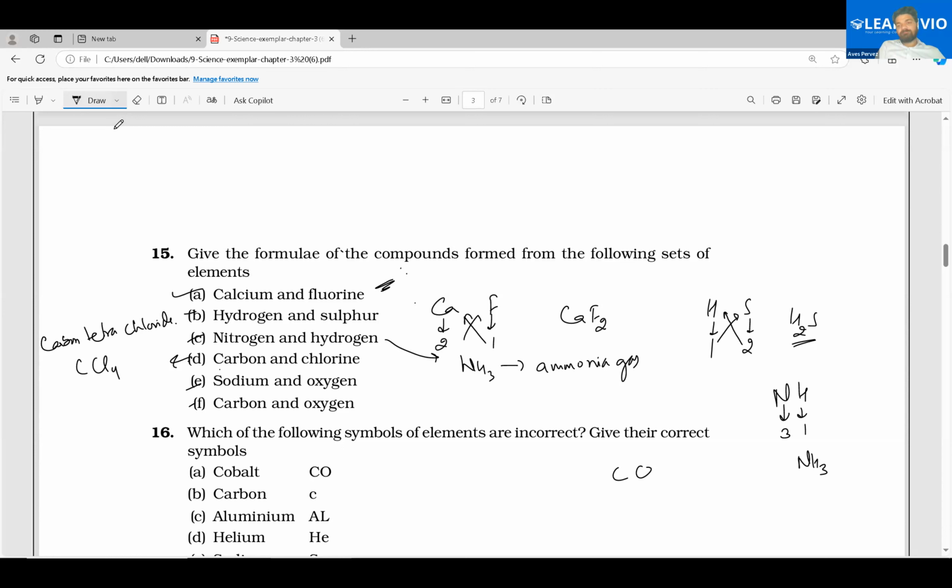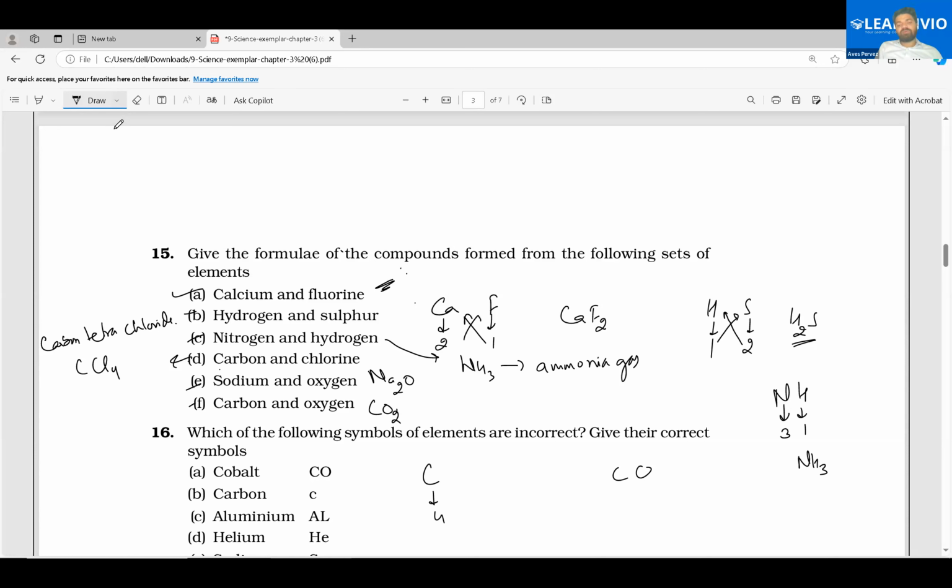And sodium and oxygen. Sodium oxide, Na2O. Very good. Sodium oxide. And carbon and oxygen, what is the formula? Carbon and oxygen, tell me. CO2. It will be carbon dioxide.